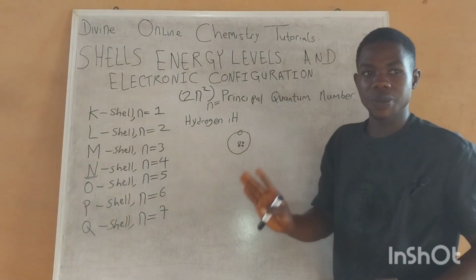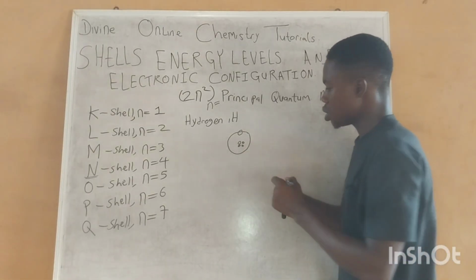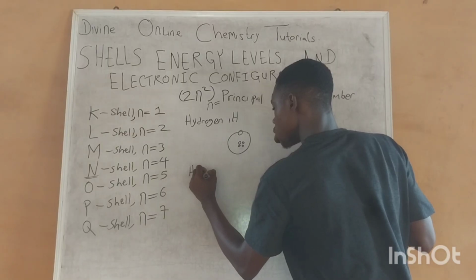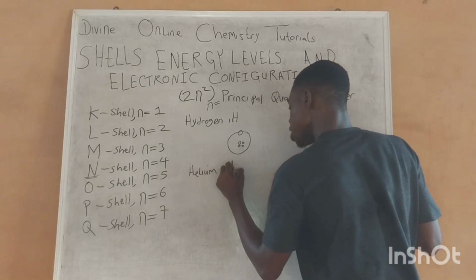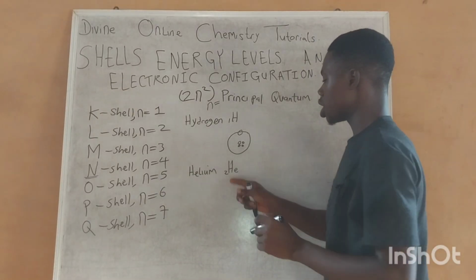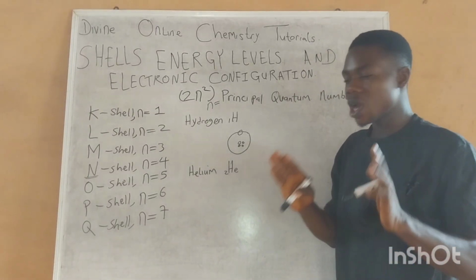Now let's move to the next element in the periodic table, which happens to be helium. Helium, He, atomic number 2. So the atomic number for helium is 2, which means that helium has 2 electrons.